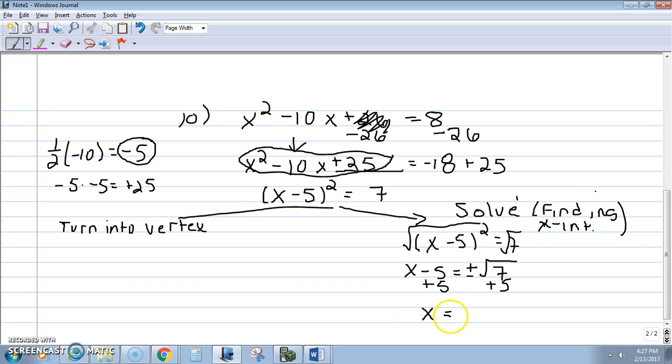And x is equal to plus or minus the square root of 7. There's a real solution there, but it is not rational. So we'll just leave it as the square root of 7 plus 5, or you could write it as x equals 5 plus or minus the square root of 7. You'll see it both ways.